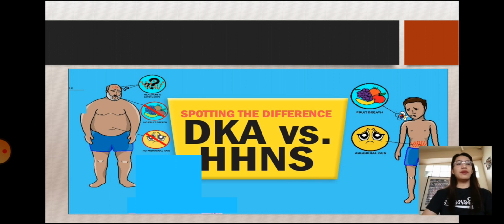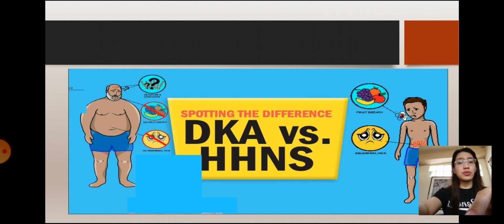Okay? Sa HHNS naman, mataba sila kasi type 2 yan, obese. Walang ketone, negative yan for ketone. So, walang acetone breath, walang fruity breath, at wala ding abdominal pain, walang Kussmaul respiration. Pero ang meron sa kanila, meron silang neurological manifestation. So, nagkakaroon ng sakit sa ulo, may confusion, may headache. Yun naman ang pang type 2.